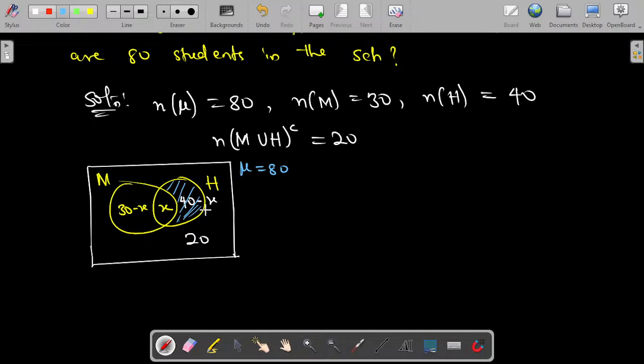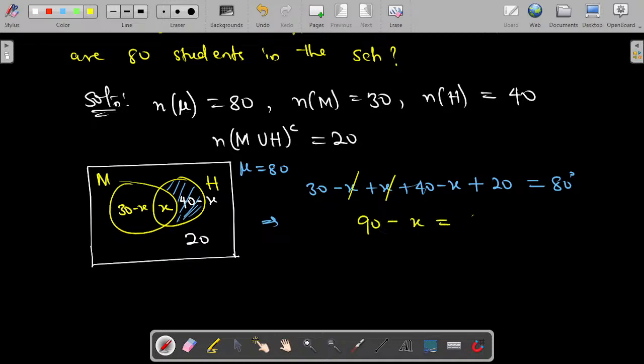So in other words, to get the value of our x, all we need to do is to sum everything there, which is 30 minus x, then plus x, plus 40 minus x, then plus the complement, which is 20. Everything should be equal to 80. From here, this will cancel out this, so this is going to be 30 plus 40, which is 70, plus 20, which is 90. So you have 90 minus x is equal to 80.